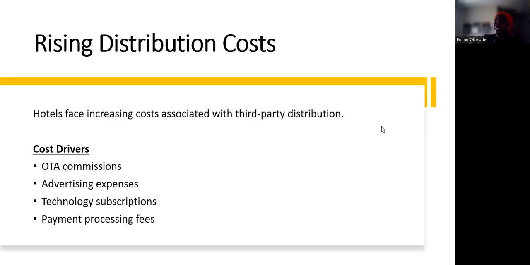And also we must prioritize those channels that are generating more profit to us. Not forgetting that we need to reduce our dependency on OTAs, most especially the expensive intermediaries.